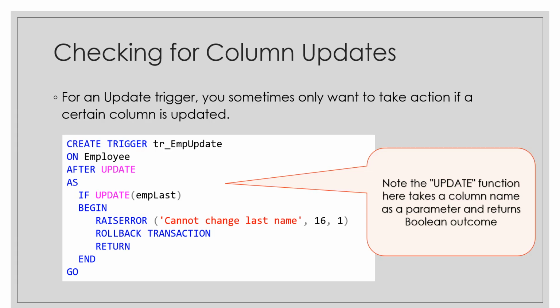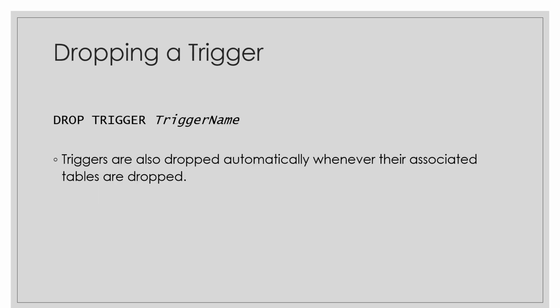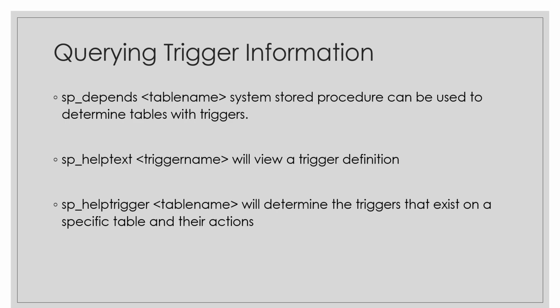So the UPDATE command here is like a little function really, that allows us to quickly test without having to separately write selects and pull out the old version of the last name and the new version and compare them. And again, just like DDL triggers, the DML triggers can be enabled and disabled as well, right? We can drop a trigger, of course.